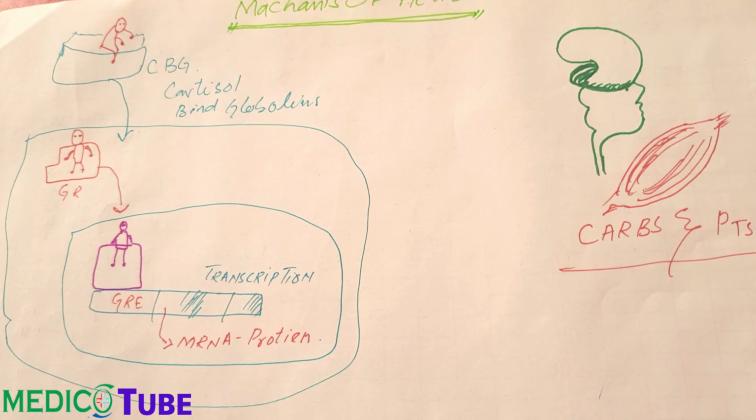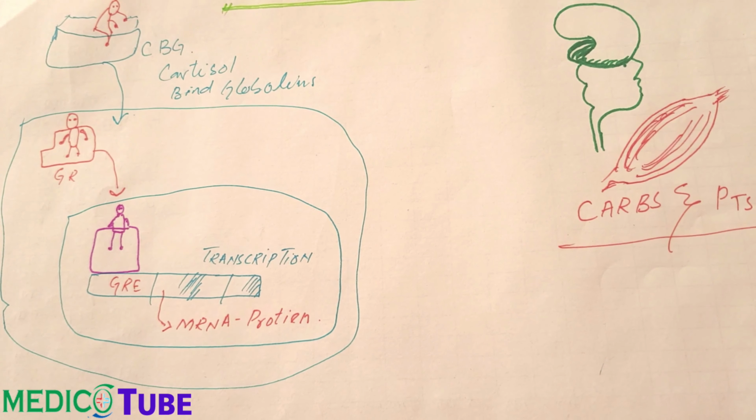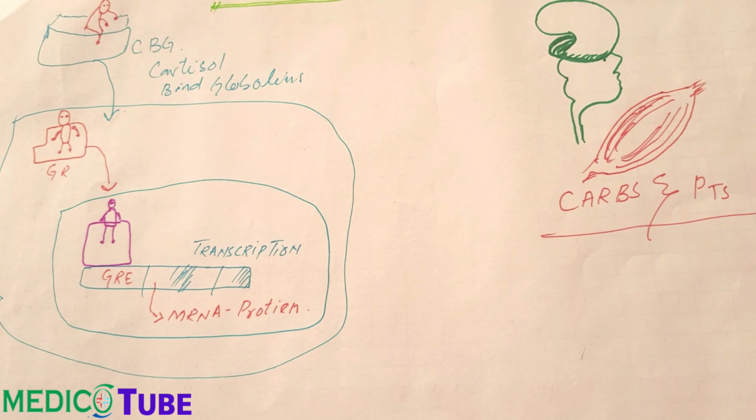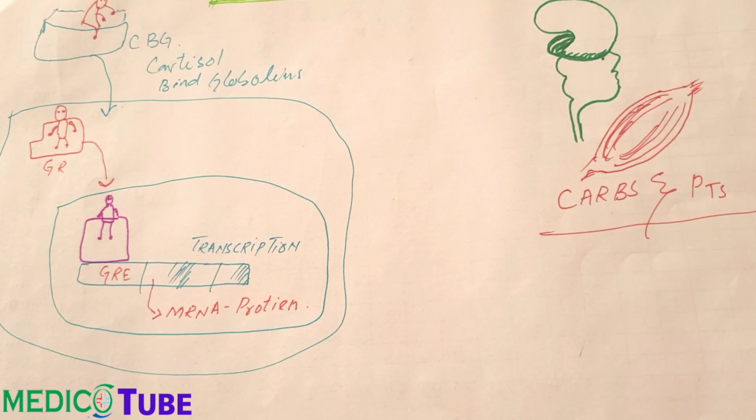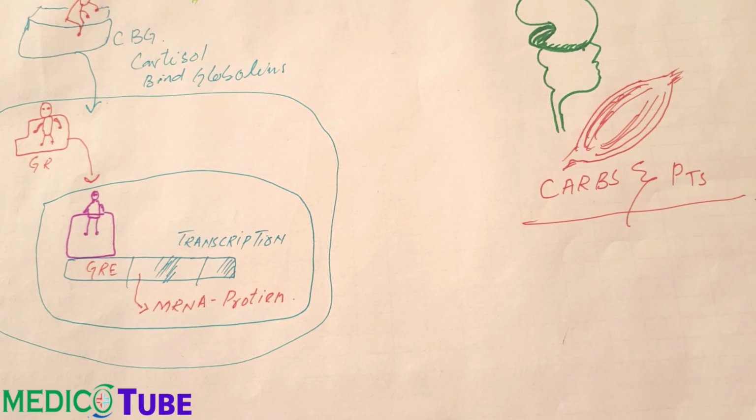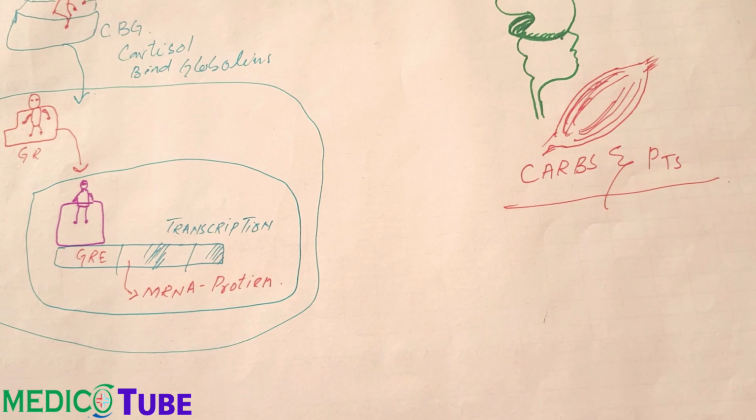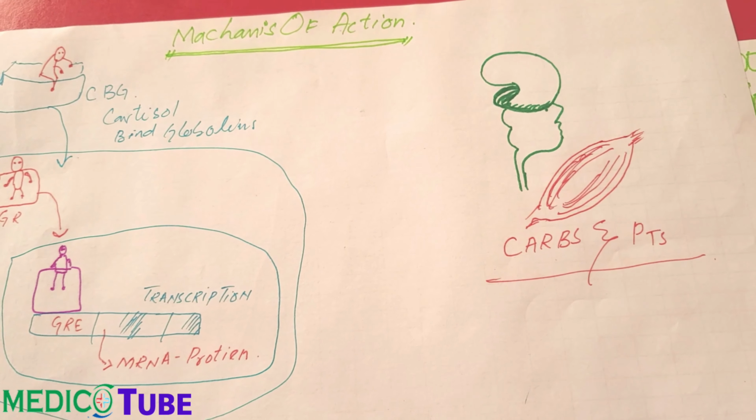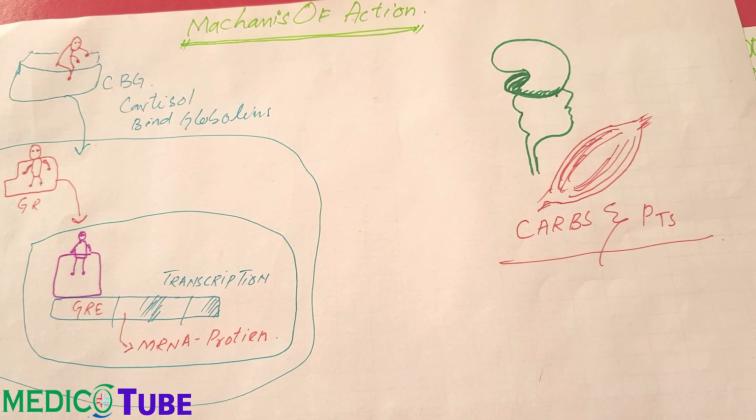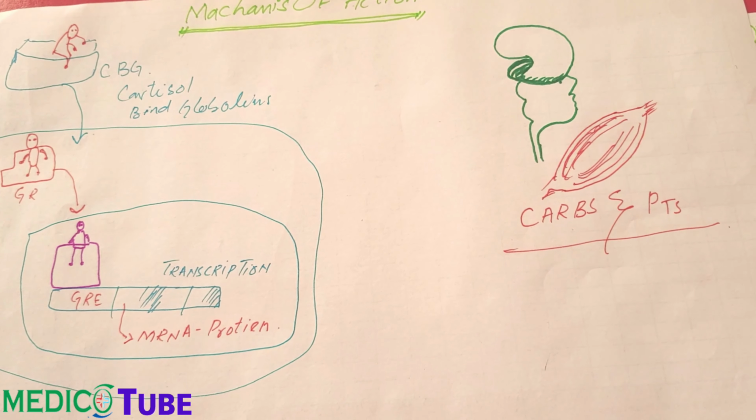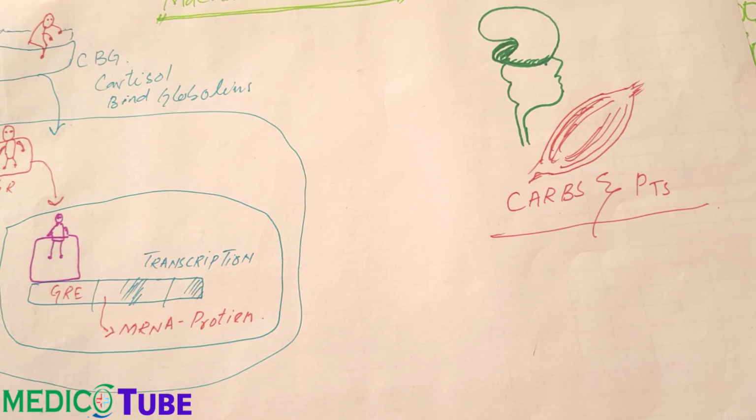Now let's quickly look at the mechanism of action. I am focusing specifically on the immune system, not every single area, which is so long, and it would take months to describe each single cell mechanism of action for the corticosteroids.